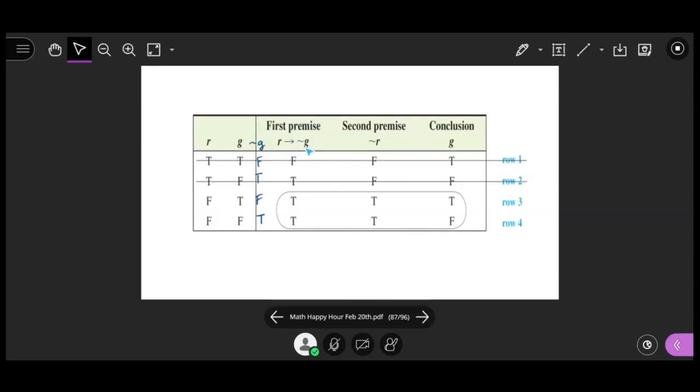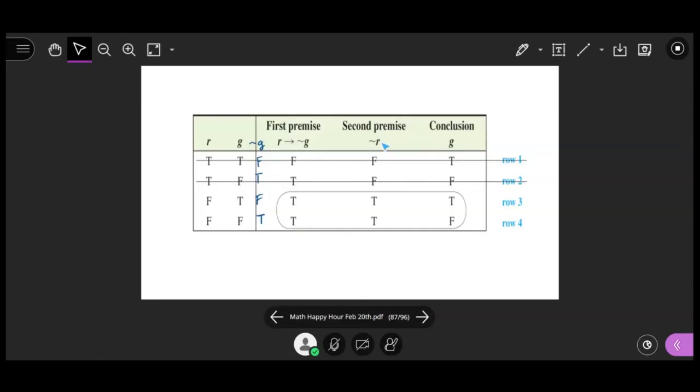So we have a negation, so we can add negation G, which is false, true, false, true. And now we're looking at the conditional. So true with false is false. True with true is true. False with false is true. False with true is true. So that's our first premise.